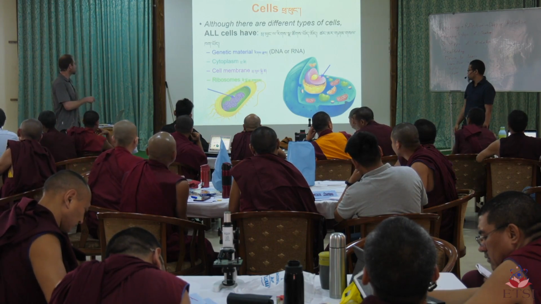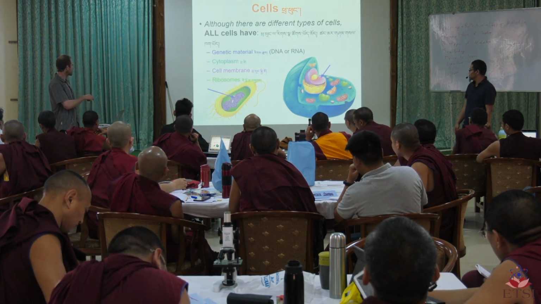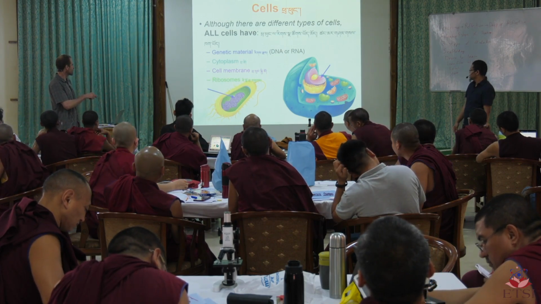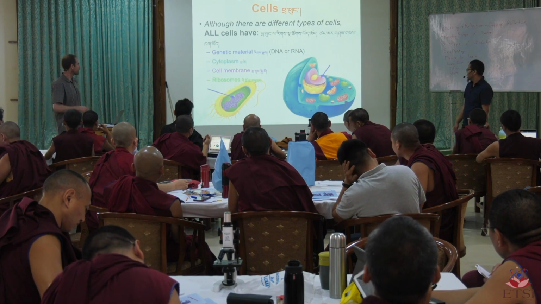So genetic material in purple. In this picture, you can see the genetic material for the bacteria, and the genetic material for the eukaryotic cell is in the nucleus here.